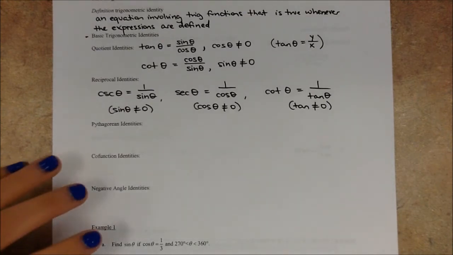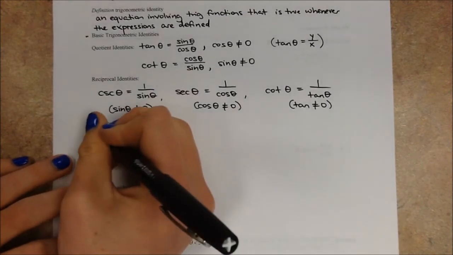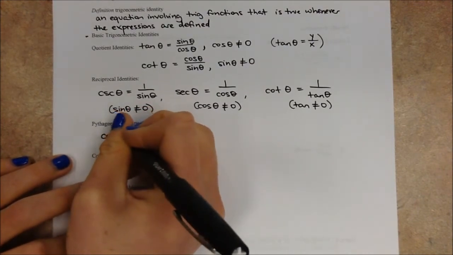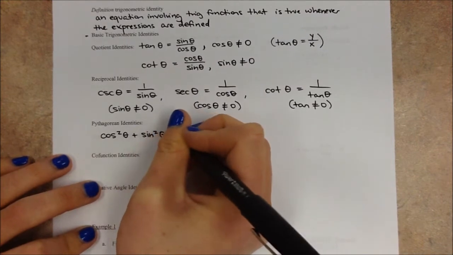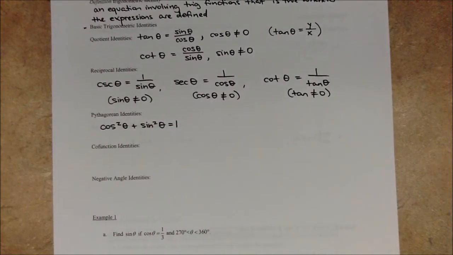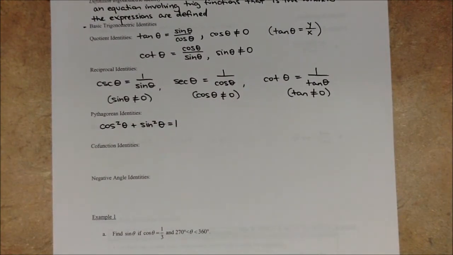Pythagorean identities. Here is the first Pythagorean identity. Cosine squared plus sine squared equals 1. This one will be super, super important, especially next year in pre-calc. This is a huge one. Cosine squared plus sine squared equals 1.